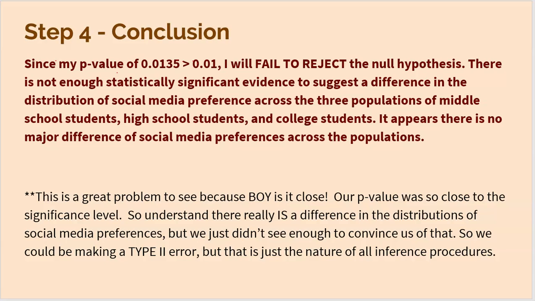Now, this is a great problem to see because, like I said, boy, was it close. Our p-value was so close to the significance level. So understand there really may be a difference in the distribution of social media preferences, but we just didn't see enough to convince us of that. So we could be making a type 2 error, but that is just the nature of all inference problems.